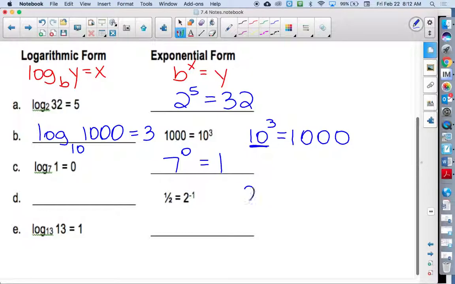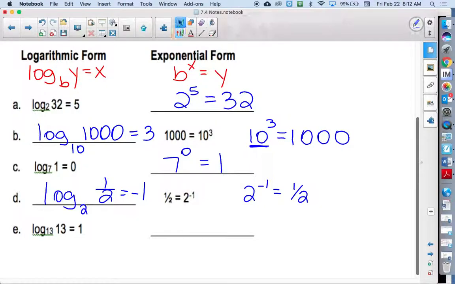Letter D, again, if you want to rewrite this so that the exponent is on the left, feel free to do so. That's really saying 2 to the negative 1 equals 1/2. Will, how would you write that as a log? Log base 2 of 1/2. Good. So log base 2 of 1/2 equals negative 1.